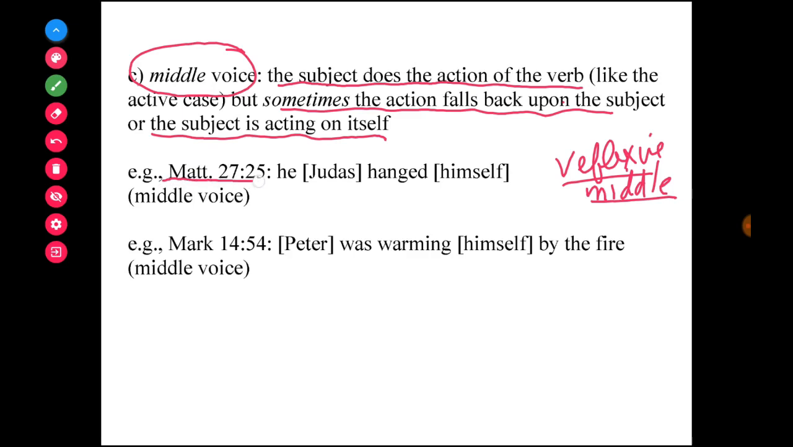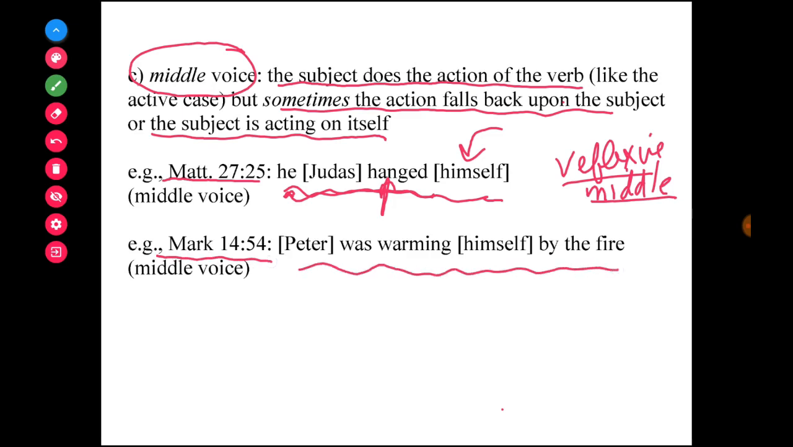A good example of this was Matthew 27, verse 25. Judas hanged himself. Where it says Judas hanged himself, the word himself is actually not used. Hanged is actually in the middle voice, and it's translated as hanging himself because Judas is doing the action, the hanging, and he's also the direct object of that action, himself. So that's an example of what we call the reflexive middle. Or here's another one, Mark 14:54. Peter was warming himself by the fire, where the verb was warming is in the middle voice.